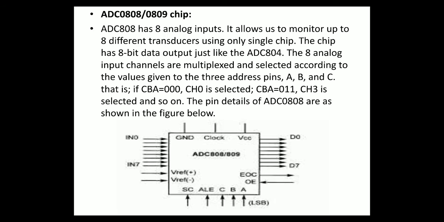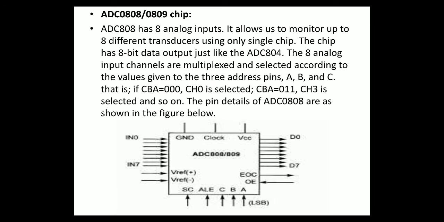But in 0808 you will have 8 different channels. It means in 0804 you can connect one sensor, but in 0808 you can connect 8 different sensors. That is the capability of this 0808 chip. Pins have been changed too. What we had as RD and WR have been changed in 0808, which I'll explain in this slide also. So I think the major difference is this.